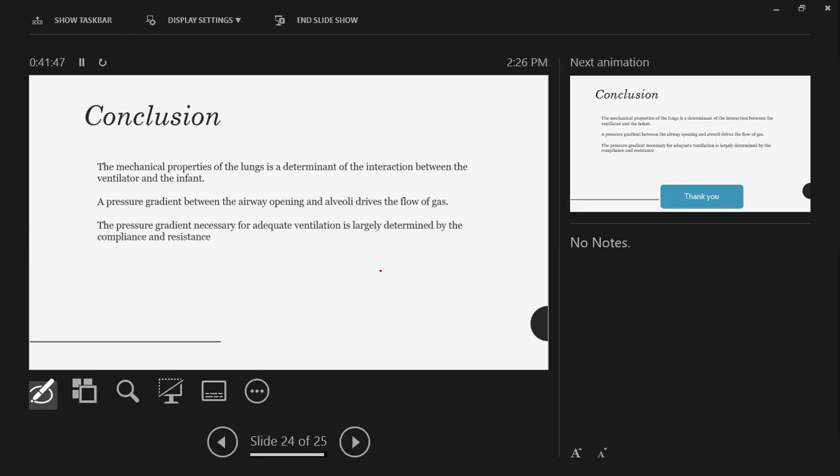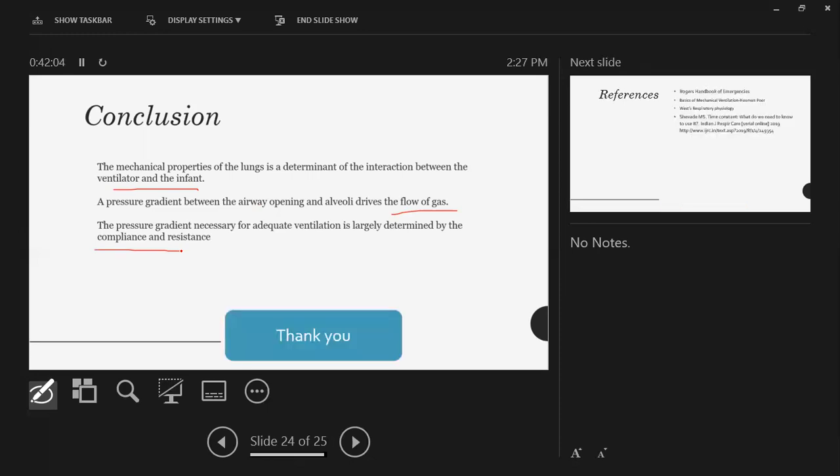So in conclusion, the mechanical properties of the lungs are a determinant of interaction between ventilator and the patient. The pressure gradient is what is going to drive the flow of gas, and the pressure gradient necessary is determined by compliance and resistance.